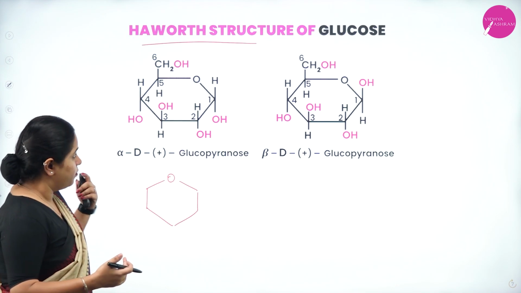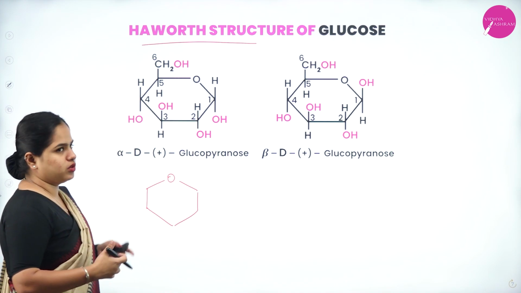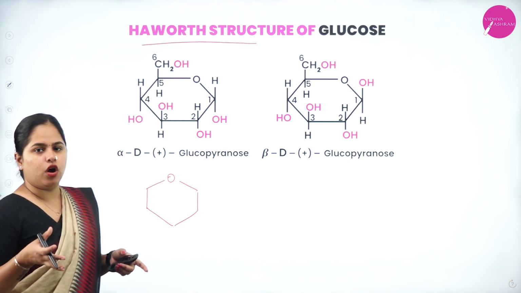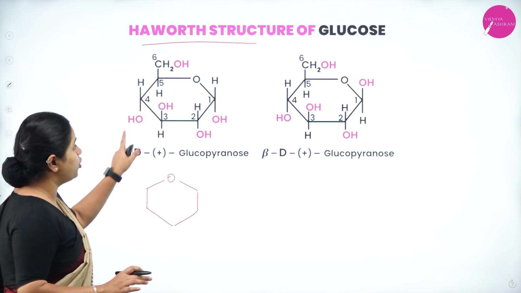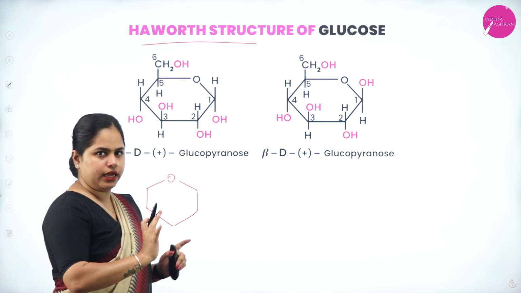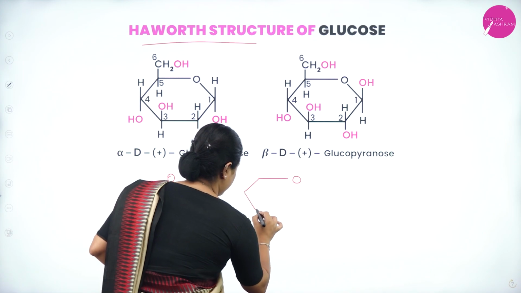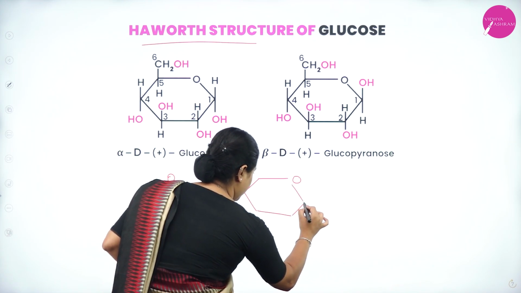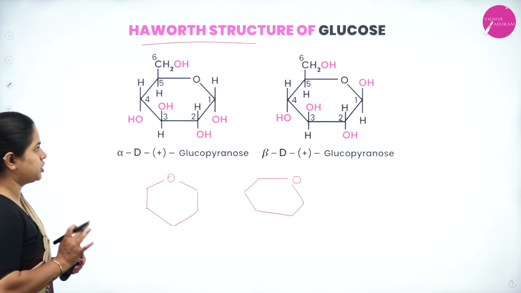Now another way of representing the structure of glucose is called the Haworth structure. So this is based on the pyran structure. That is why it is called pyranose. Now how do you write this? First you have to draw the basic diagram or basic structure of this, wherein you will put 2, 3. So like this, first you have to draw the basic structure of this.